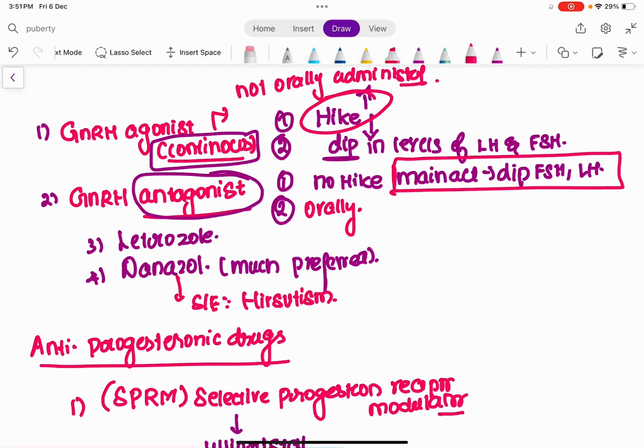So preferably between these two choices, since the GnRH antagonist can be given orally, and at the same time, initially itself it is going to cause a dip in the levels of FSH and LH released from the anterior pituitary, a great dip, for that reason I'm going to select the GnRH antagonist compared to the GnRH agonist, which has to be given in a continuous fashion. Clear?